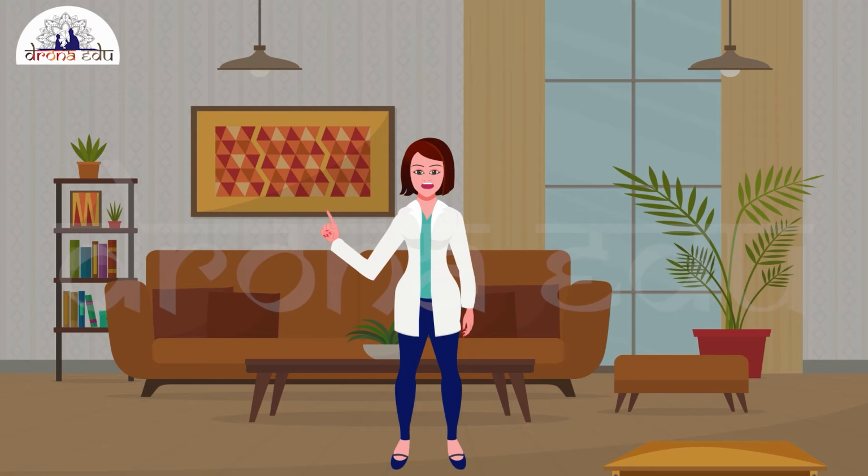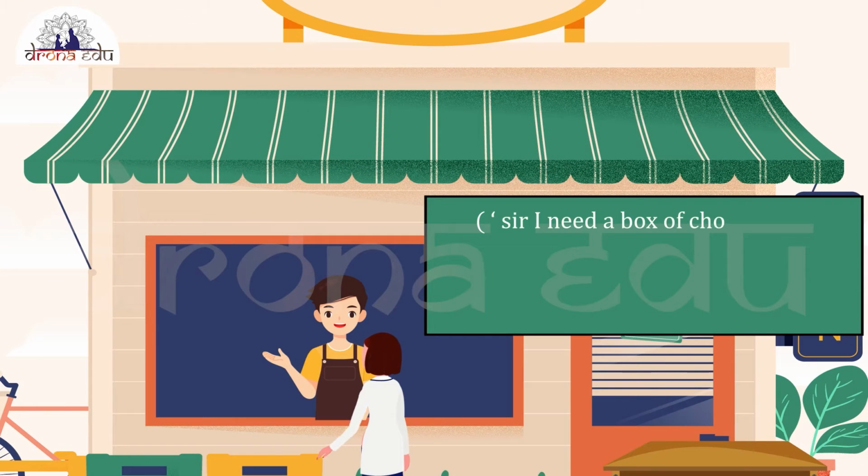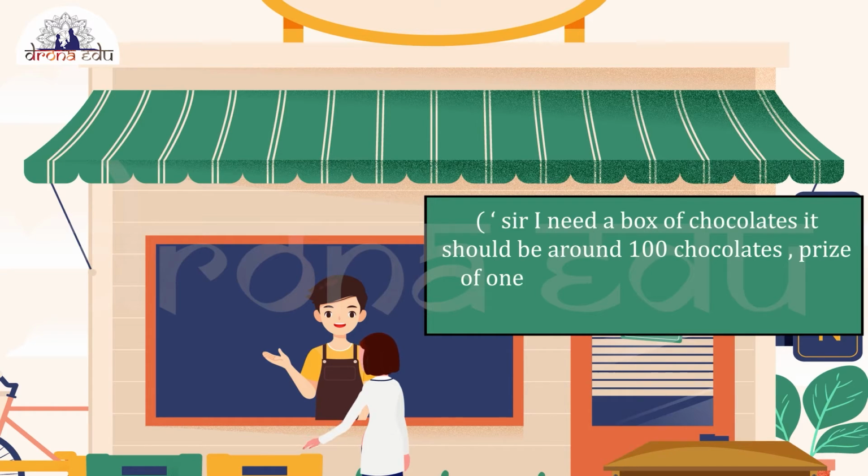Yes, it's far from my home, but it's fine. I'm going to the shop now. So now let me ask this shopkeeper. I need a box of chocolates, and it should be around 100 chocolates. And the price of one chocolate should be around 2 rupees.